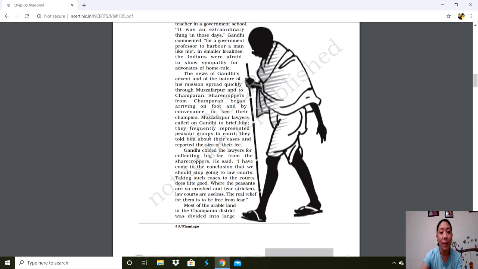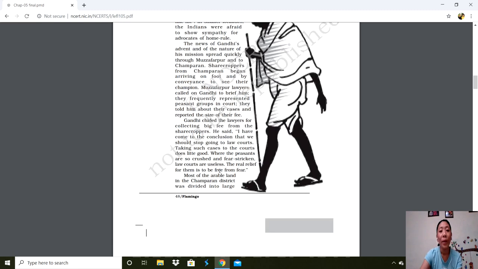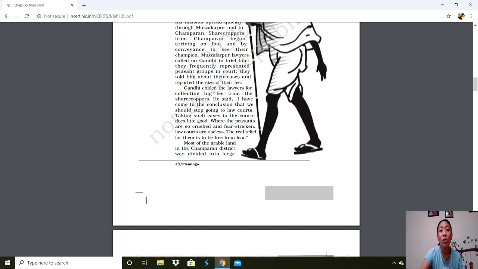All right, so that's what the Indian lawyers in Muzaffarpur had been doing, taking the cases of injustice meted out to these Indian sharecroppers to courts, and they also told him about their cases and how much fee they collect from the Indian sharecroppers. All right. Gandhi chided, chided means scolded, the lawyers for collecting big fees from the sharecroppers.